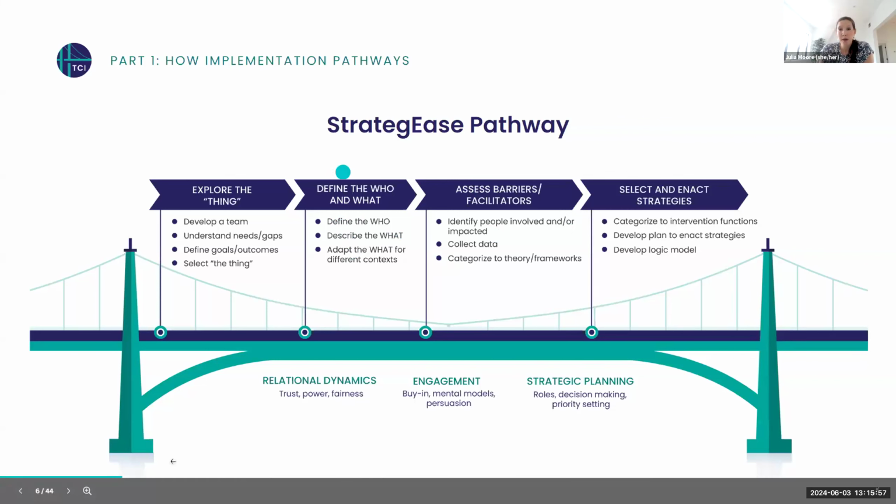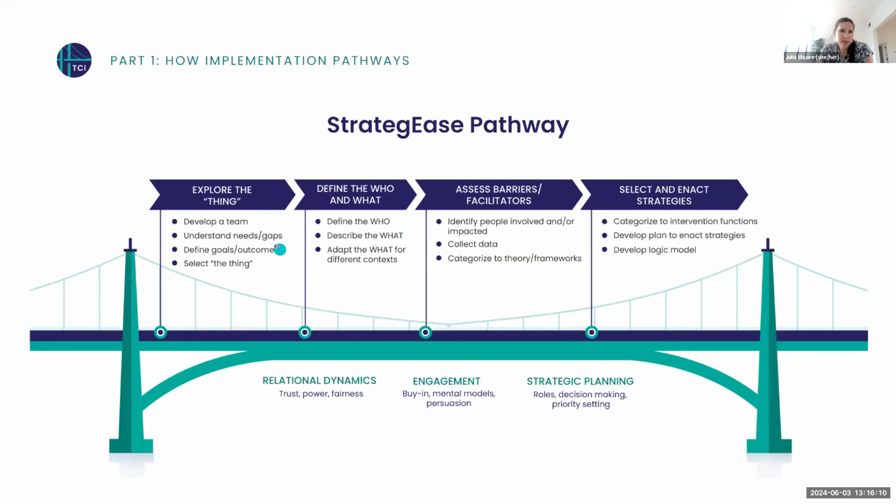The idea of the strategies pathway is first, it relies on all these relationships, right? That's under the bridge. If you don't have relationships, stop, go back. You need to figure that out because you can't really move forward. But it helps us think about understanding how we're going to explore the thing. What is the thing that we're going to implement?